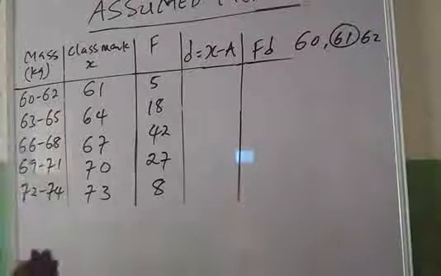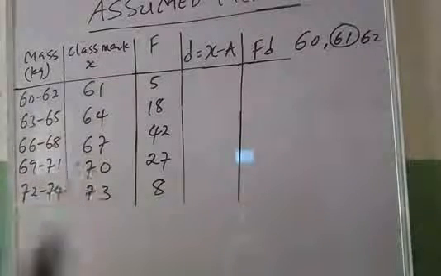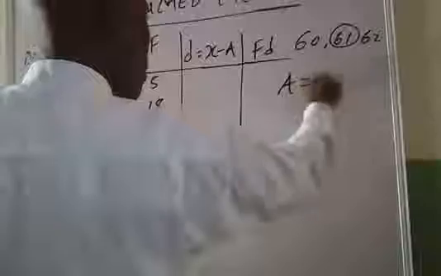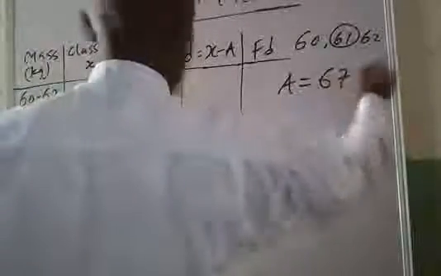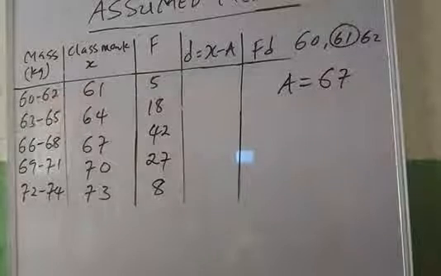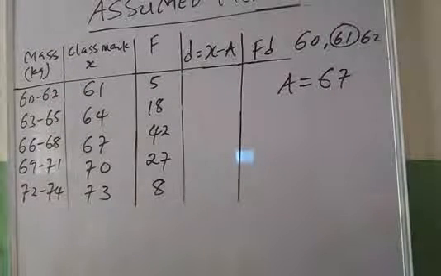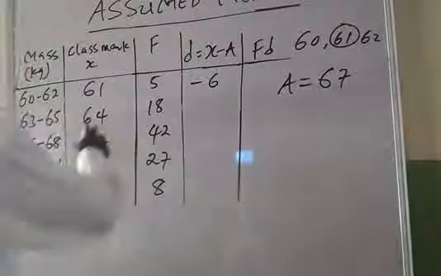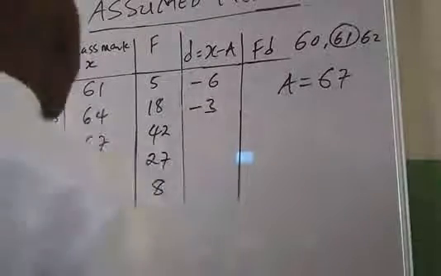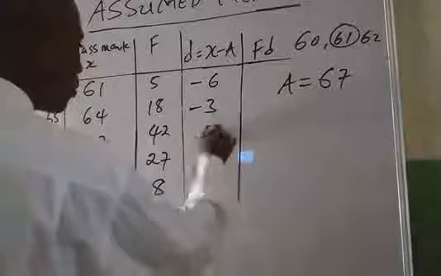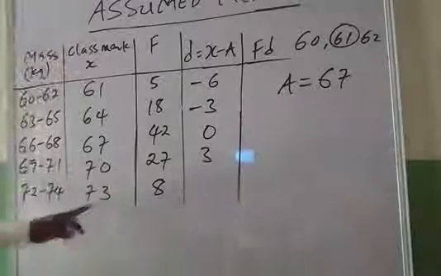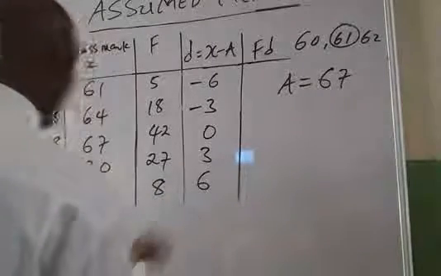So, now this becomes our X. The class mark is now our X. So deviation, remember that we were told to use assumed mean A to be equals to 67. So we subtract 67. 61 minus 67 will give you minus 6. 64 minus 67, that's minus 3. 67 from 67 is 0. 70 minus 67 is 3. And 73 minus 67 is 6.